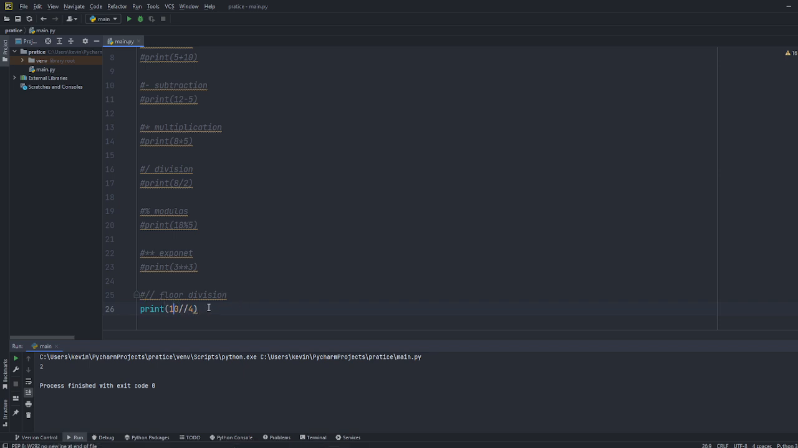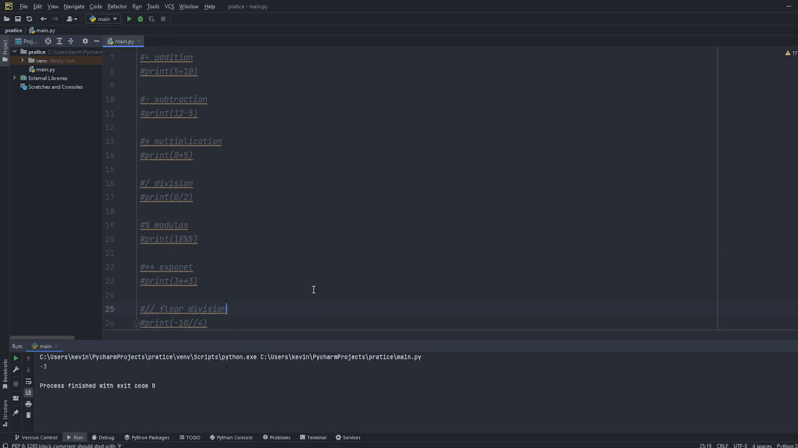Now, if we use, let's say, a negative sign, it'd be negative 10 divided by 4, which is negative 2.5. And if you round that down, it's negative 3. Negative 2.5 rounded down is negative 3. These are integers, floats, and their operators.